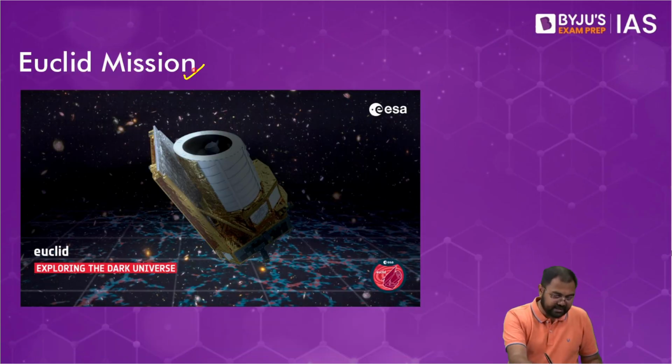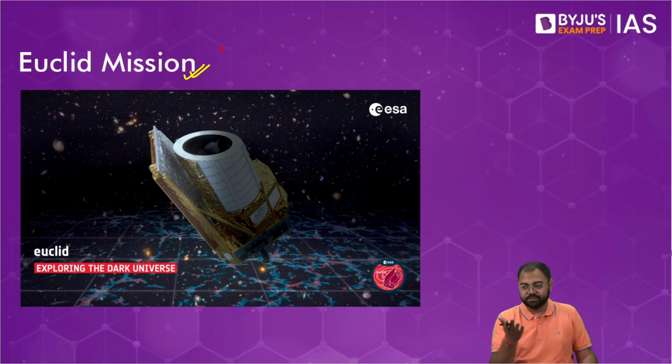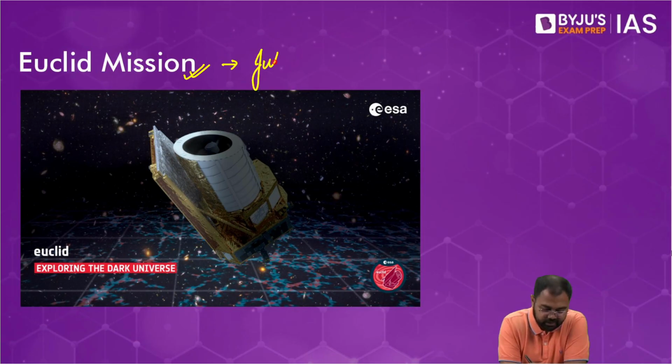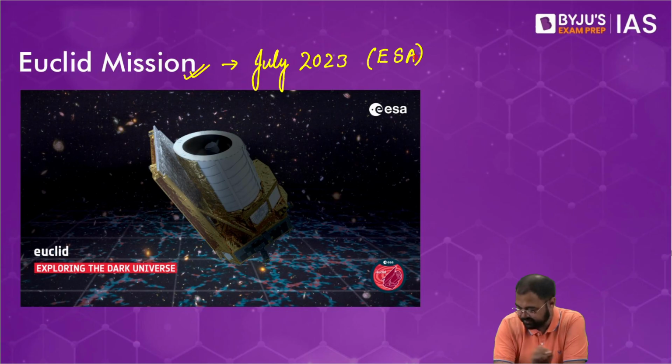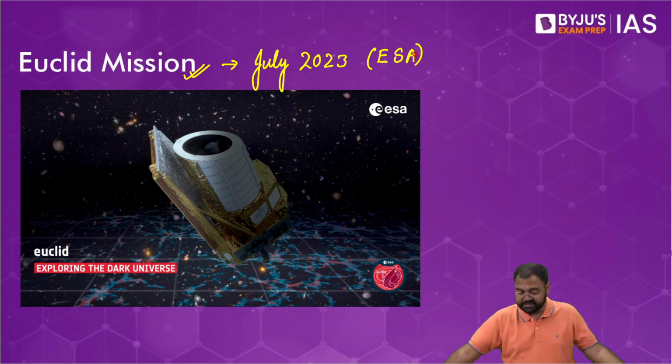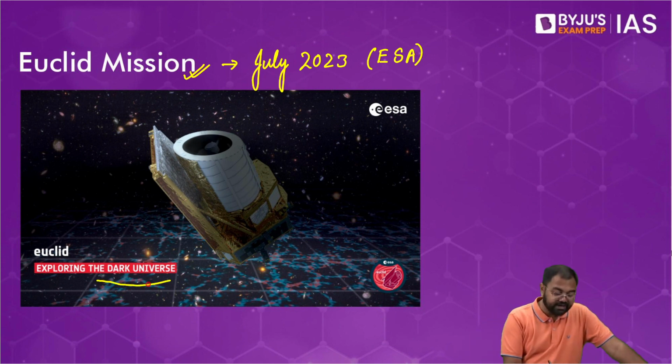Right now, for example, this mission is in the news. Euclid mission. Have you heard of it? Even yesterday, or rather today, it was in the news. No issues. The Euclid mission was launched this year in July. July 2023, this mission was launched, and it is a mission of the European Space Agency to explore the dark universe.